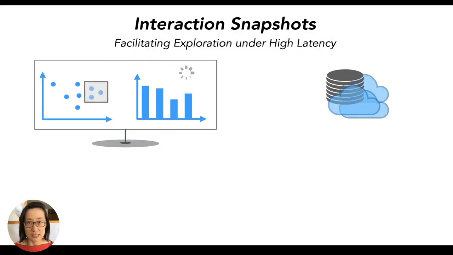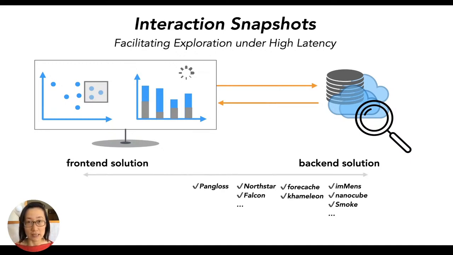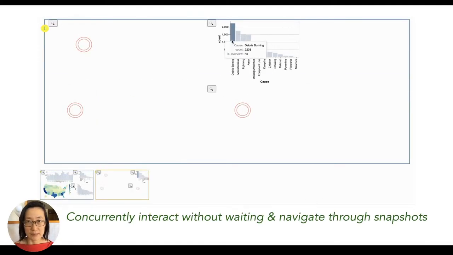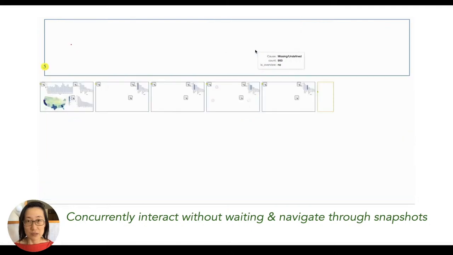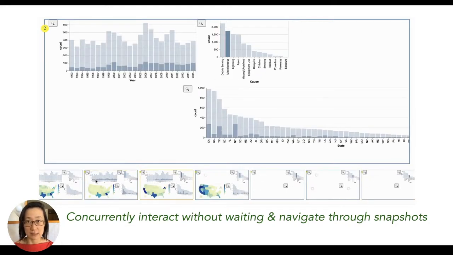Interacting with large datasets can be painfully slow. We can reduce the latency with faster backends, but that's not always attainable. Here, we investigate a solution that only leverages techniques on the front end. We propose interaction snapshots, where users can view the results at a later time. We found that users experienced much less frustration and were able to complete the tasks faster.